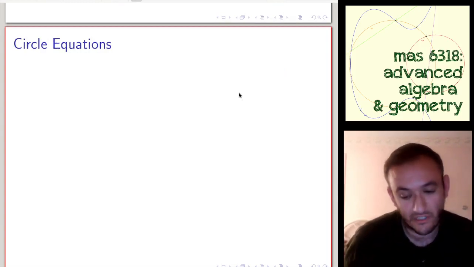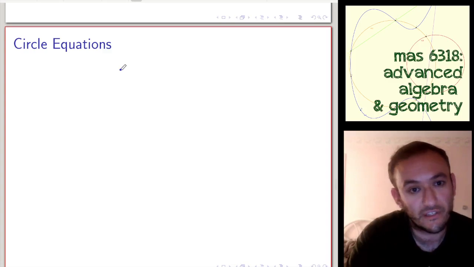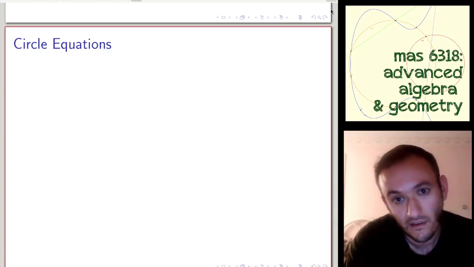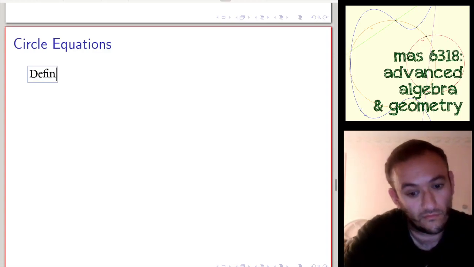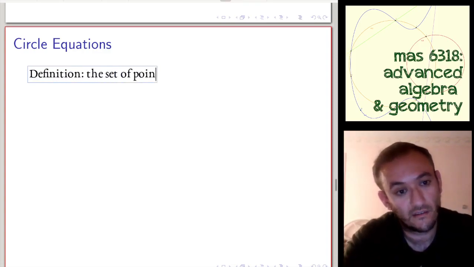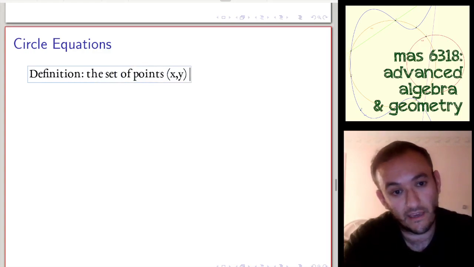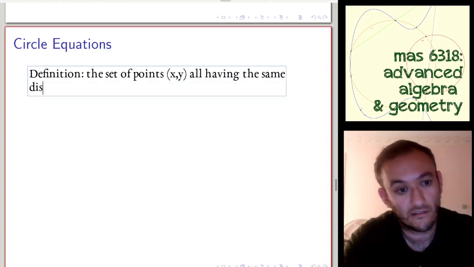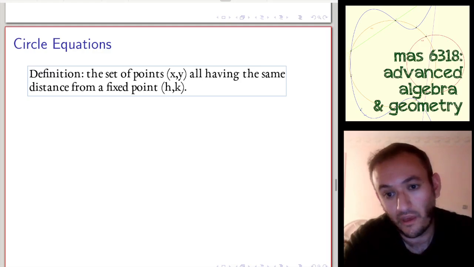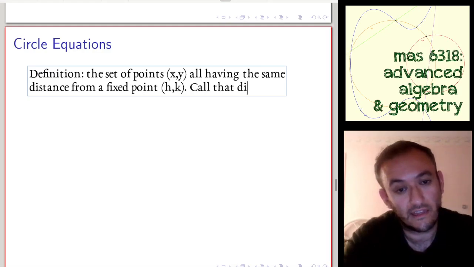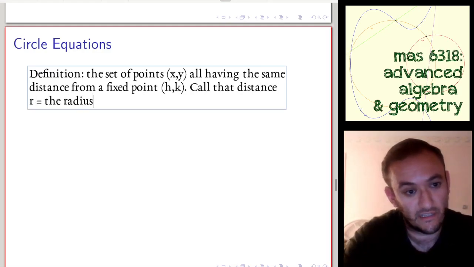So we've now described equations of lines. Let's describe equations of circles, and I'm sure you've seen this previously. So we know the definition of a circle: the set of points x, y all having the same distance from a fixed point h, k. Let's let that distance be r, which is the radius of the circle.